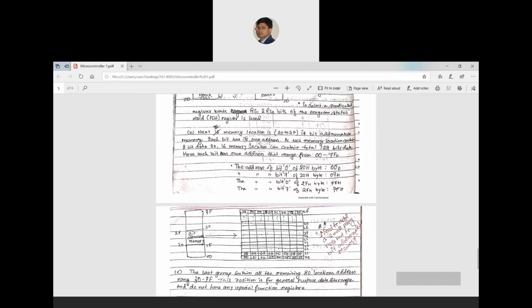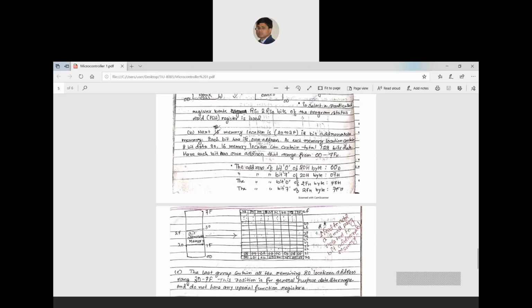And what is the memory address for that location? This is fixed. This is not variable. 20 to 2f. So the address location between 20 to 2f is a bit addressable memory. Here each and every bit has its own address.